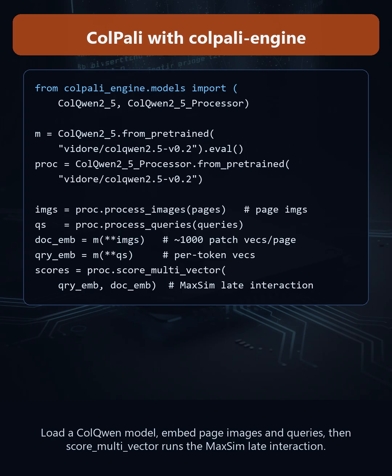In code, the colpali-engine library makes it a few lines. You load a ColQwen model and its processor, process your page images and your text queries into embeddings, then call score_multi_vector to run the MaxSim late interaction and rank the pages. The higher level Byaldi wrapper hides even that, and vector databases like Vespa, Qdrant, and Weaviate now support multivector late interaction natively, so you can index millions of pages.